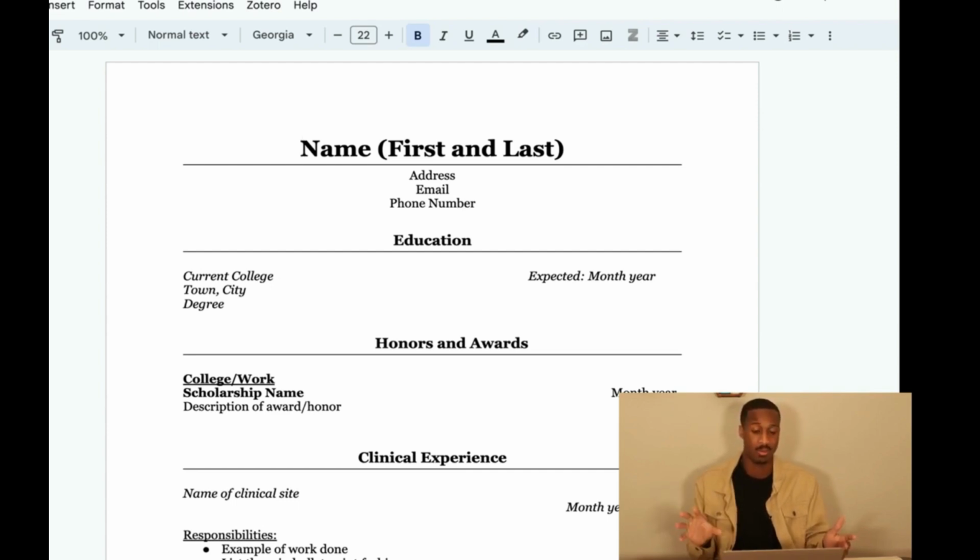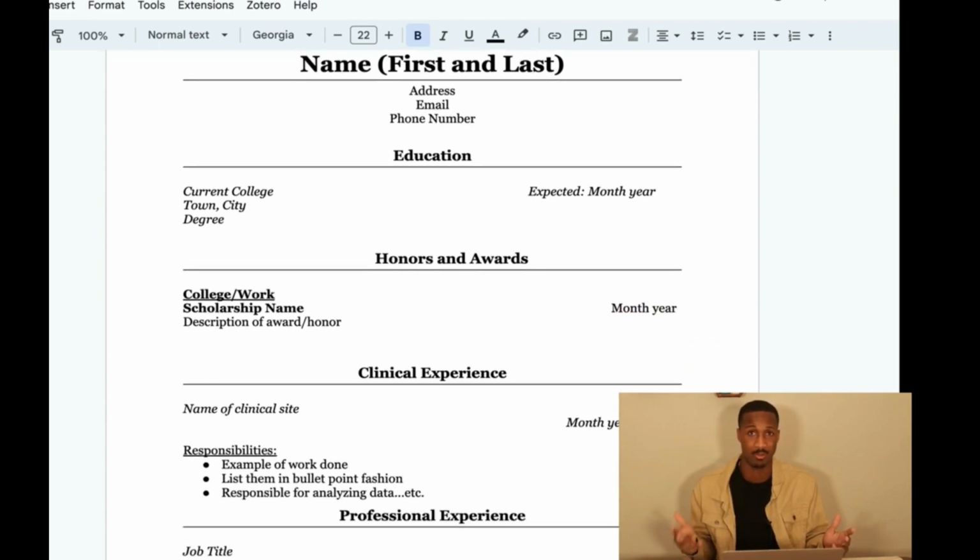For me, it makes the most sense to put the name and your contact information at the top, because chances are they're going to use that information to contact you, right? So if they tell you that you've been accepted into their program, they're going to want to be able to see your phone number right away and call you up and tell you that you've been accepted, right?